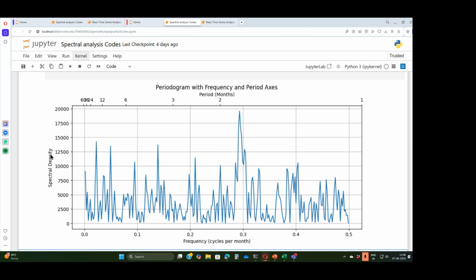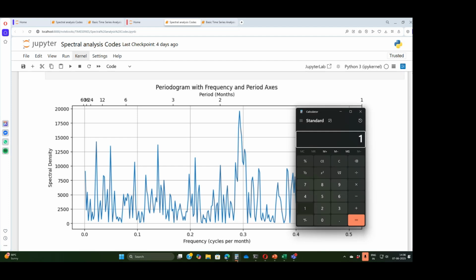Now, this is my spectral density function. This is my frequency. From this, I know that this is my most important frequency, which corresponds to maybe 0.28. So I want to know what that peak corresponds to. 1 divided by 0.28 will give me a period of 3.5 months. So what it says is a 3.5 month cycle is the most important. It's obviously a seasonal cycle. So the stock market has a predominant 3.5 month cycle.